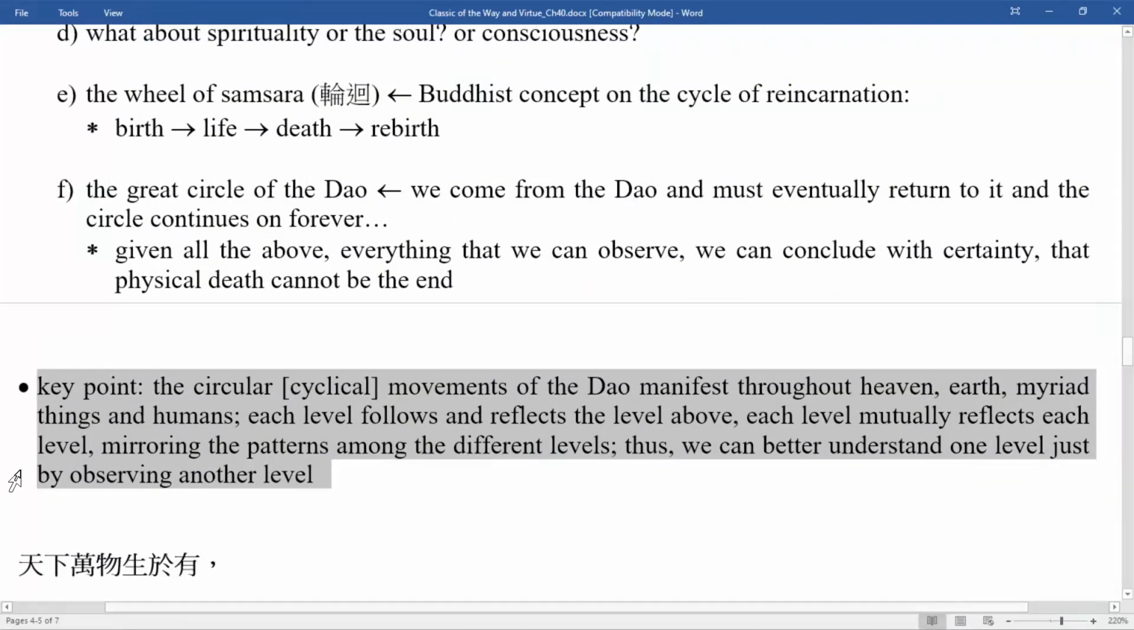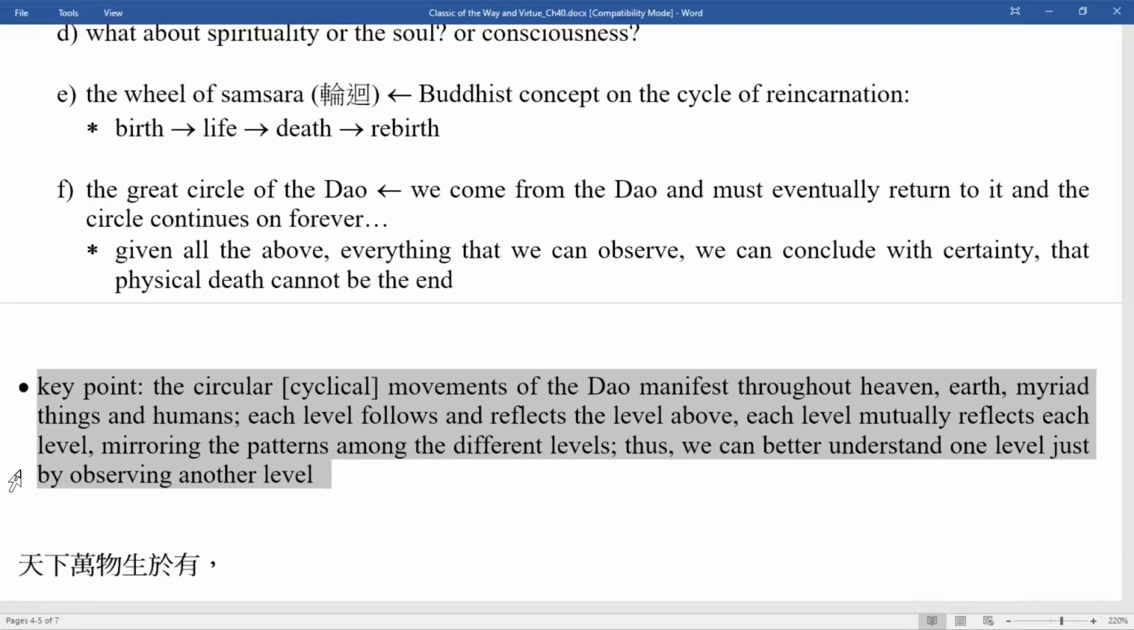these four levels that we reduced to make it simple: the heaven level, the earth level, the myriad things, and humans. So each level follows and reflects the level above. Each level mutually reflects each level, mirroring the patterns among the different levels. Thus, we can better understand one level just by observing another level. That's how the ancient sages, because they have this great wisdom, just observe one level and then they can see that it extends or mirrors or reflects the other levels as well. All right?